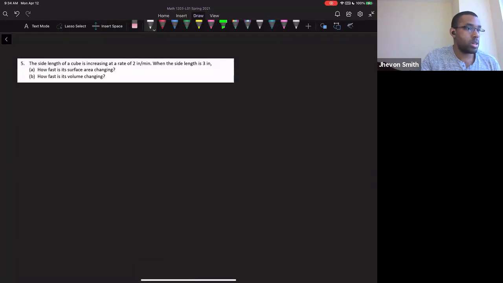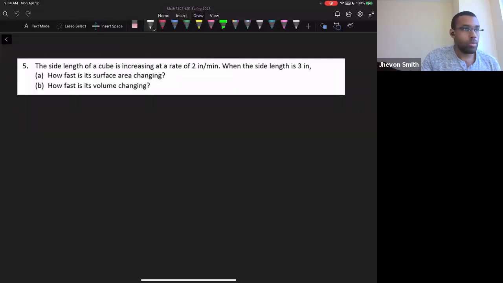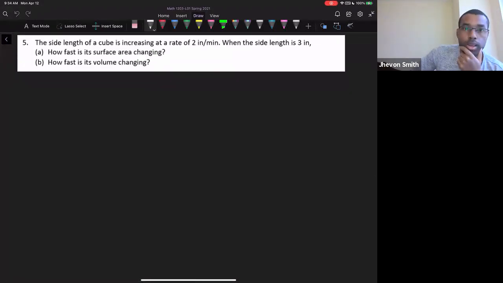Okay, let's make this one a little bigger. Okay, the side length of a cube is increasing at a rate of 2 inches per minute. When the side length is 3 inches, A, how fast is the surface area changing? B, how fast is the volume changing? So there are 2 separate problems here. So let's do A.